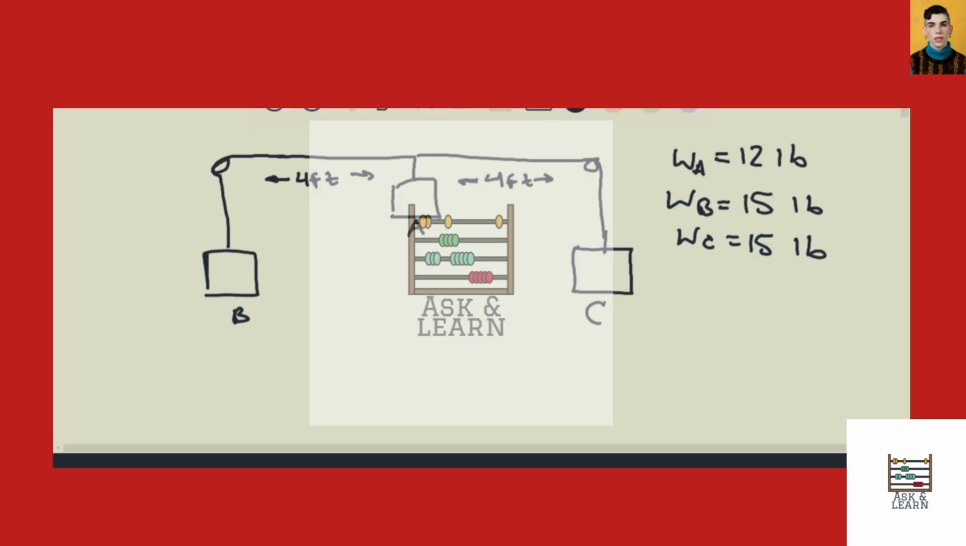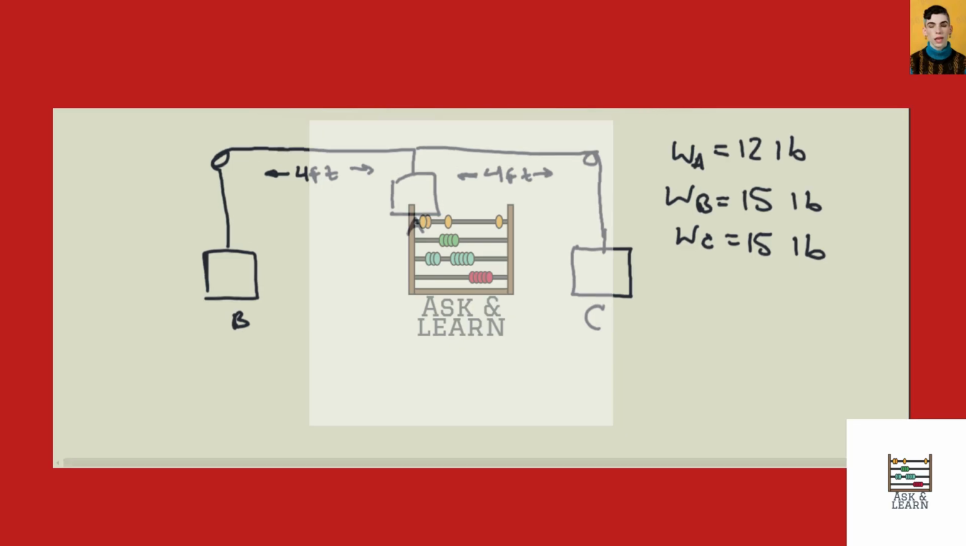So here we have 3 blocks, A, B, and C, and we're given the weights for each one. Weight A is 12 pounds, B and C are 15 pounds each, and B and C are exactly 4 feet away in the X direction from block A. We want to find the distance that A travels when it's released from rest. And it's going to travel a certain distance, Y, before it stops.